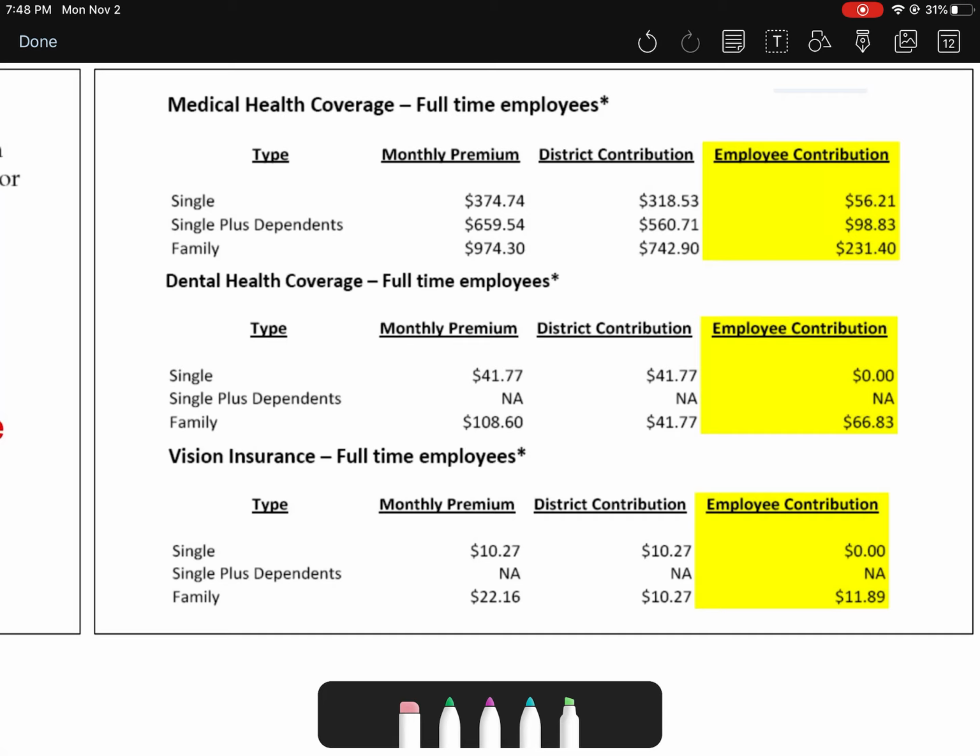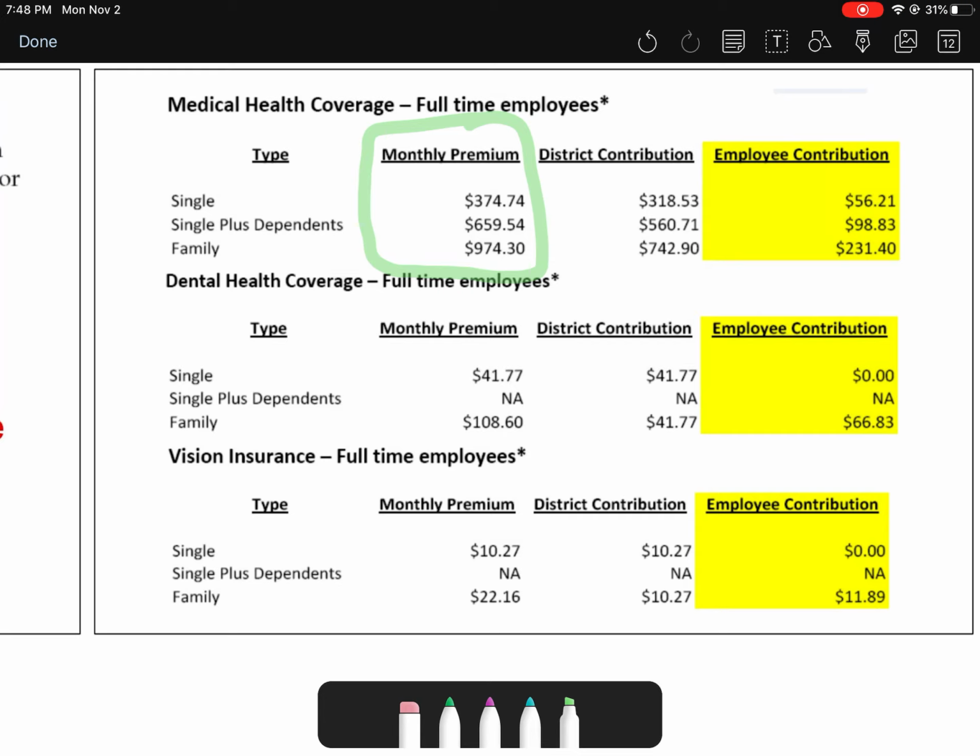If your employer does not pay for medical health coverage, insurance is extremely expensive per month. If you're single, it's almost $375, and this is a couple years old. Single plus dependents, you're looking at almost $700. And for a family, almost $1,000 a month in just health insurance. So when you get your first job, you're not just comparing salaries, you're comparing salaries and benefits, because it makes a big difference.